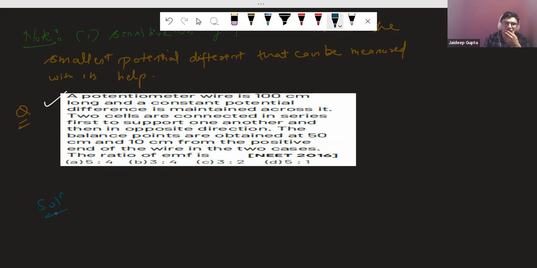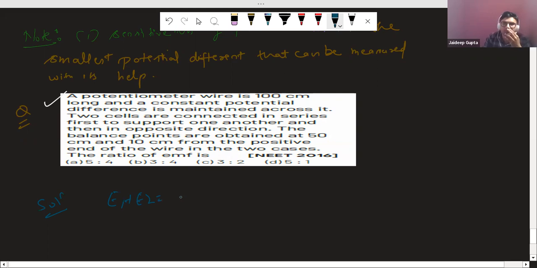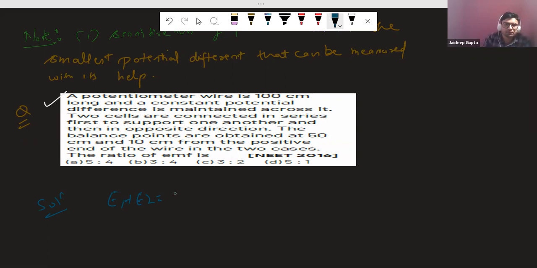A potentiometer wire is 100 centimeter long and a constant potential difference is maintained across it. Two cells are connected in series to support one another. It means E1 plus E2. Because according to the principle, V equals K times L. K into what is the length? 50 centimeter, that is 50K. Second, in opposite direction, E1 minus E2 equals 10K. This is the first equation, this is the second equation.